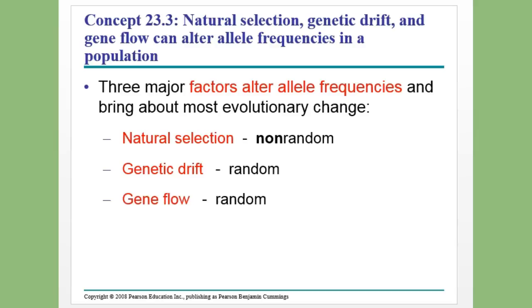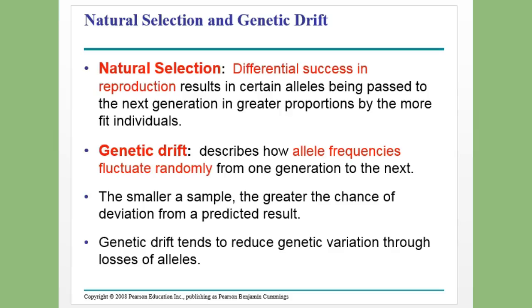Those factors are natural selection, which is non-random. There's genetic drift and gene flow, which are random occurrences. Natural selection is differential success in reproduction, which results in certain alleles being passed on to the next generation in greater proportions by the more fit individuals.